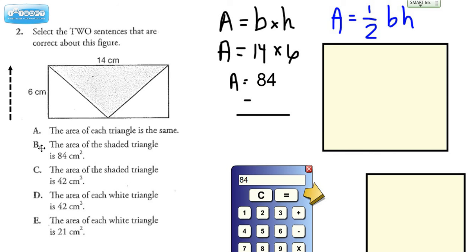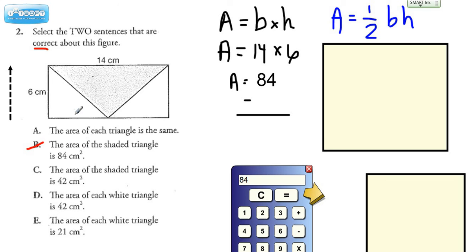Now, do you see how choice B says the area of the shaded triangle is 84, meaning this chunk? If the whole rectangle is 84, I think it would be safe to go ahead and eliminate that because they want to know which are true, which are correct. So this can't be right, the area of the shaded triangle. Let's cross that one out.